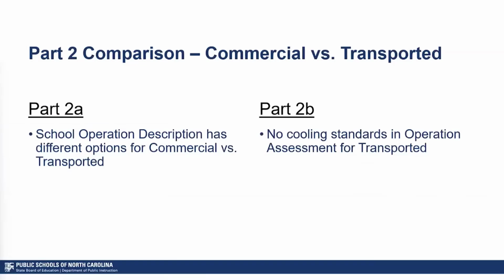Part 2 of the Transported Meals HACCP plan is also very similar to the commercial plan, so I'm just going to highlight a few differences here in Part 2, Part 2A and B, and we'll talk about Part 2B next. But Part 2A, the school operation description, is a little bit different and has different options. In Part 2A, there are no cooling standards since the cooling of foods and saving of leftovers is not permitted for the transported meals operation.